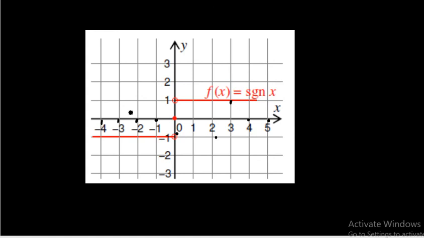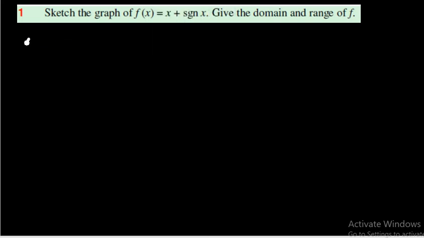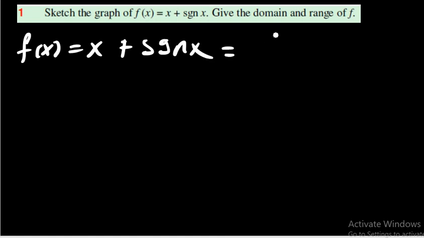Let us see some examples on this. For example, here it says: sketch the graph of f of x equal to x plus signum x. This is the same as x plus 1 or x minus 1.